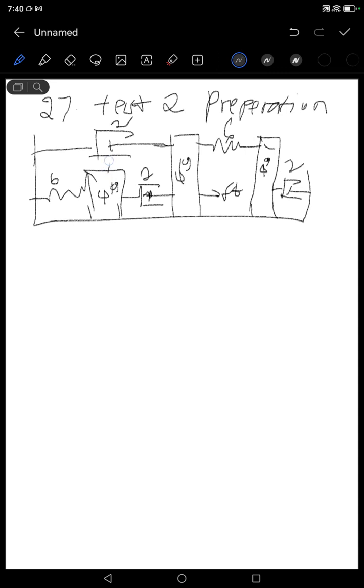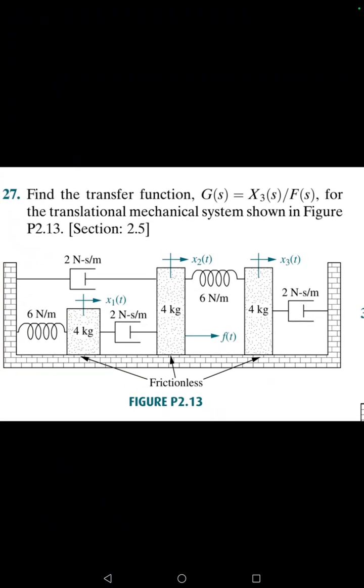And then from here we have a distance of x1, and then here we have x2, then here we have x3. So remember I said the first thing that we do here is to draw a free body diagram. The first mass, which is connected to the 6 N/m stiffness on our left, we're going to name it M1. This one is going to be our M2, and this one is going to be our M3. So guys, we're doing this activity.